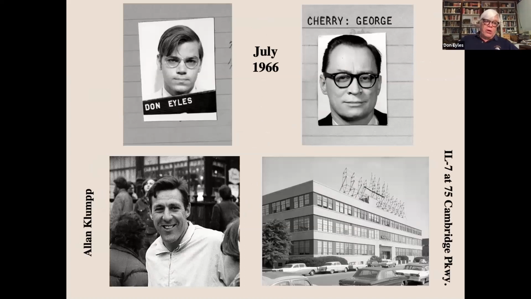This is where I enter, July of 1966. That's baby-faced me. George Cherry, who hired me. George was a shy type when it came to photos, and that's the only one that the Draper Laboratory could come up with. And I was assigned by George to work with Alan Klump, who had the job of turning an equation that Cherry had originated into a working system for guiding the LEM during the landing phase, which is the descent from lunar orbit to the lunar surface.